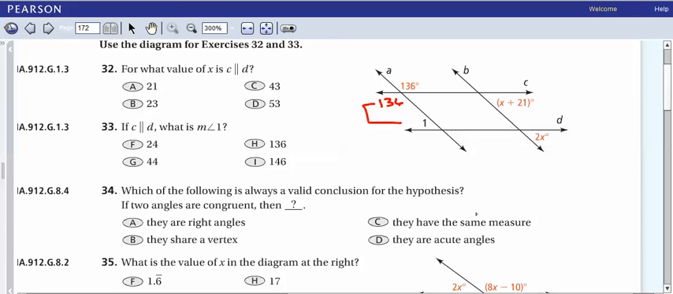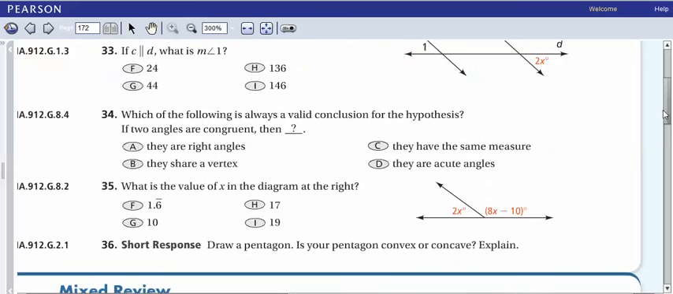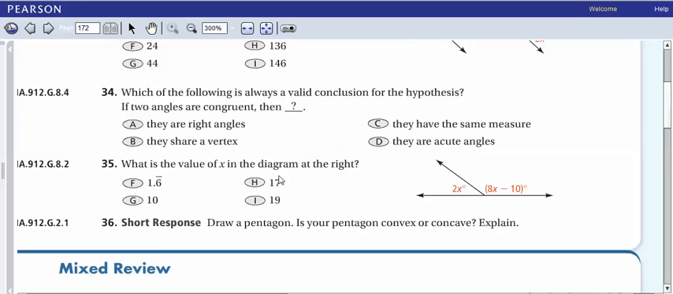34, you just answer it. And 35, what is the value of x in the diagram? What do you know about 2x and 8x minus 10? Beautiful answer. Added together, they got to equal 180. So you could do this. Plus equals 180. Combine like terms and solve for x.